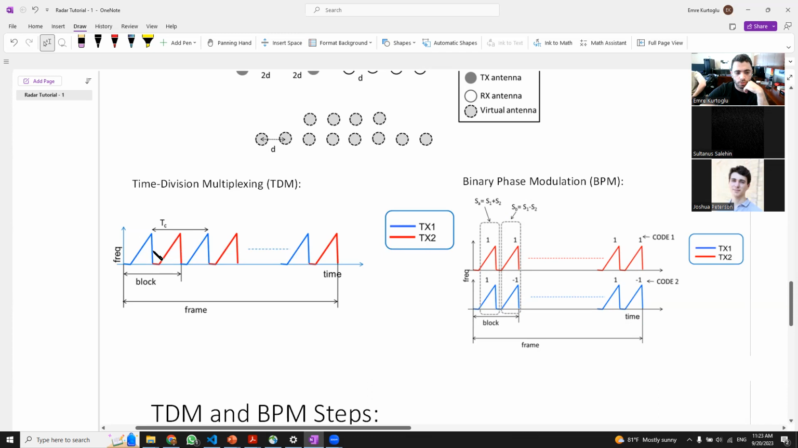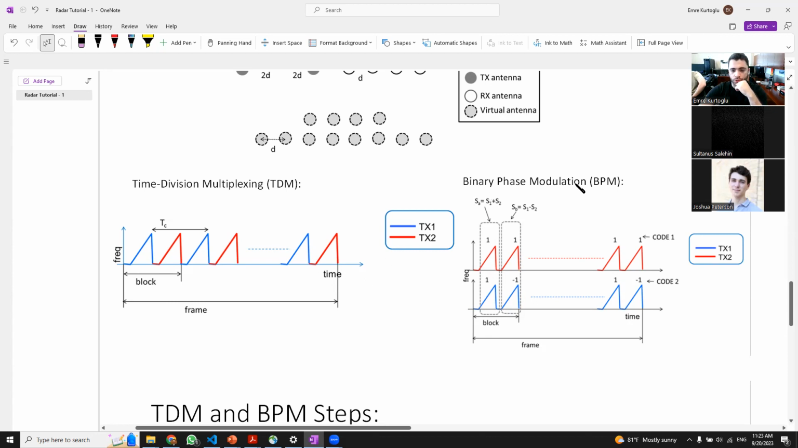So this chirp 1 and 2 becomes a chirp loop. In the millimeter wave studio that we are going to see, this chirp sequence is called chirp loop. Okay. And after finishing one chirp loop, we repeat it again, and we keep repeating it until our frame time is full. Okay.